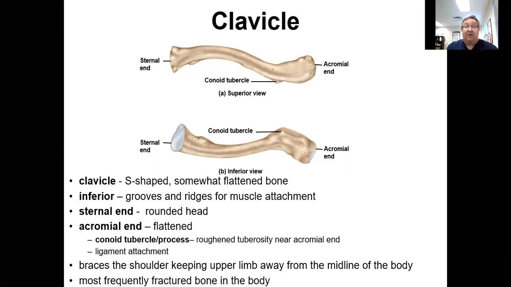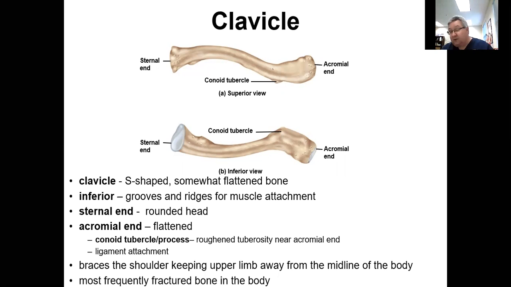And we have the acromial end, which is a flat-looking part of the bone. And you'll be able to notice the difference. The sternal end is round and has a little mini fossa in there. The acromion end is flat, like a plane. And the acromial end articulates with the acromion, creating the acromioclavicular joint. Again, this is a bone that is frequently fractured. It is the most frequently fractured bone in the body.